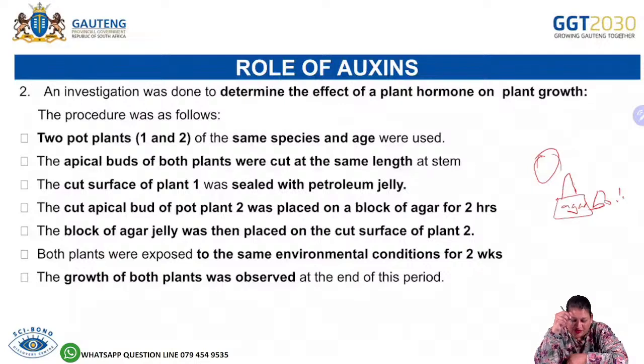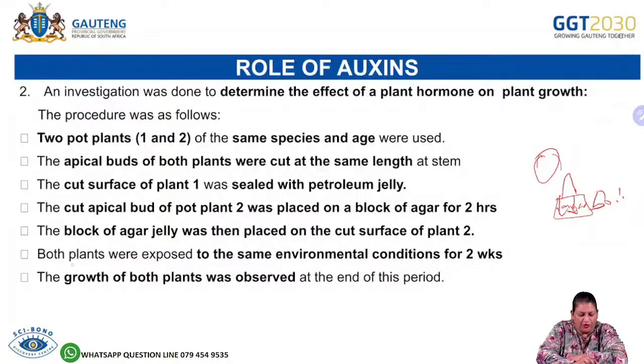So it can diffuse. Then they took this block of agar and they're going to replace it on top of the cut part of the surface, right? We're going to look at the diagram just now. The block of agar jelly, so look again, the cut apical bud of pot plant 2 was placed on a block of agar for 2 hours, giving it enough time for all the auxins from this cut stem tip to diffuse into the agar. For 2 hours they left it. Then they took only the agar, not the stem tip, because all the auxins are emptied now. They went into the agar. So they took the agar block and placed it on the cut surface of plant 2.